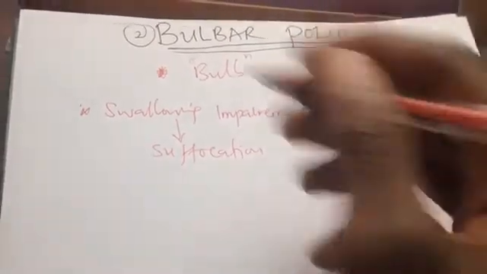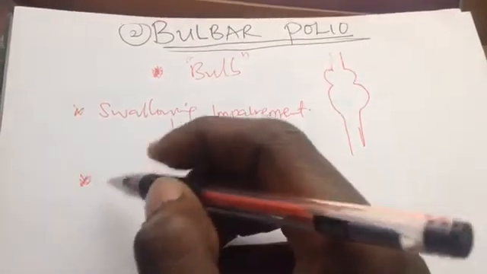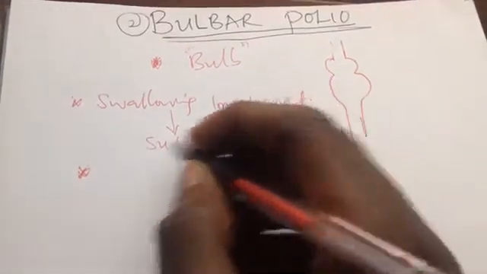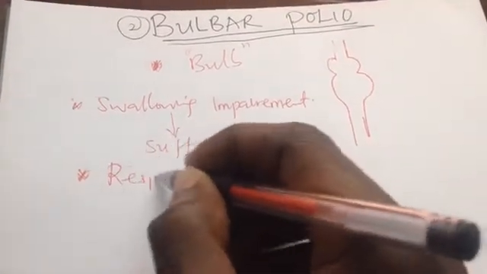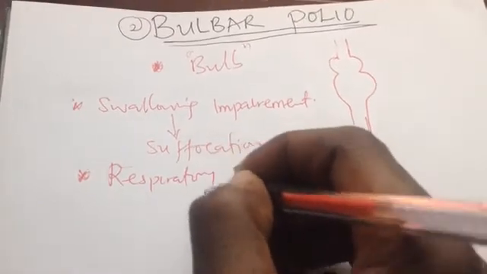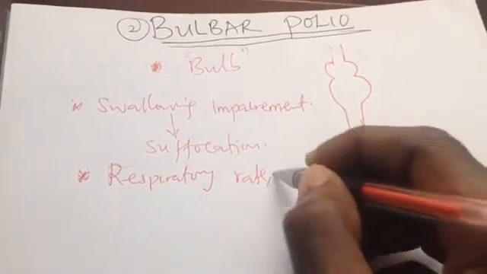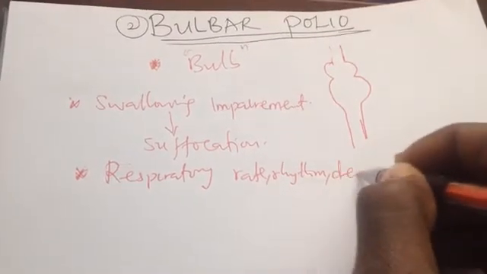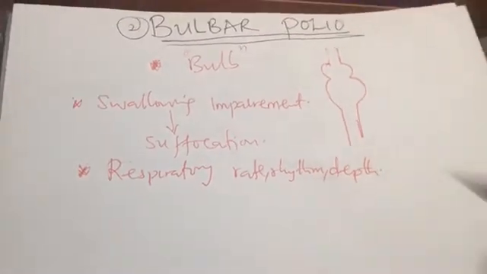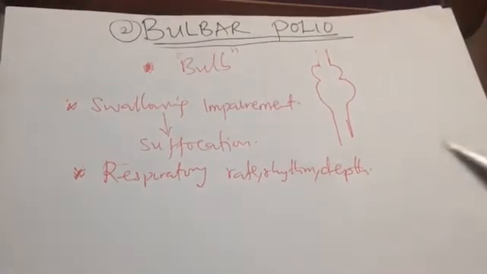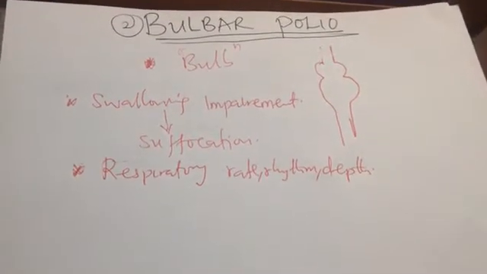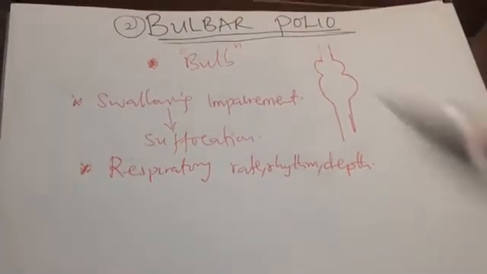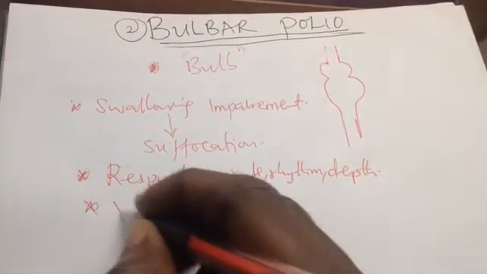This is an important consequence also, and the damage of this medulla will also affect his breathing. It will affect his respiratory rate, respiratory rhythm, and depth of the respiration, right? Because the medulla oblongata also helps us have spontaneous breathing. And also, some nerves are going to get damaged, like the vagus nerve.